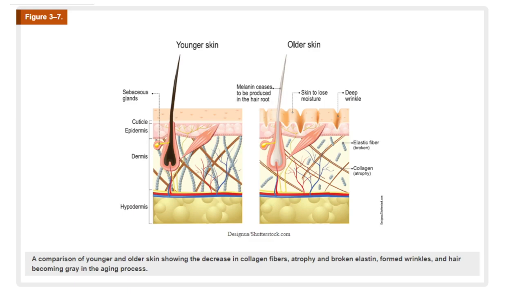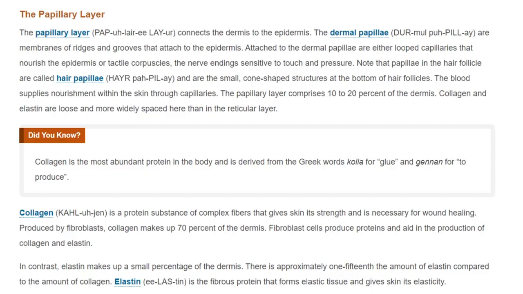Figure 3.7. The papillary layer. The papillary layer connects the dermis to the epidermis. The dermal papillae are membranes of ridges and grooves that attach to the epidermis. Attached to the dermal papillae are either looped capillaries that nourish the epidermis or tactile corpuscles, the nerve endings sensitive to touch and pressure. Note that papillae in the hair follicle are called hair papillae and are the small, cone-shaped structures at the bottom of hair follicles.